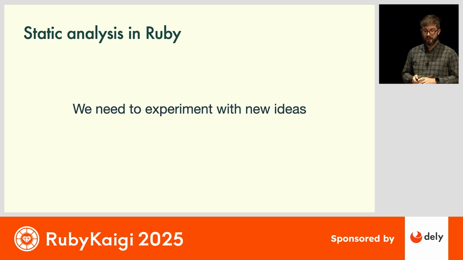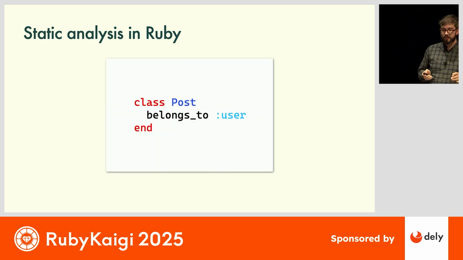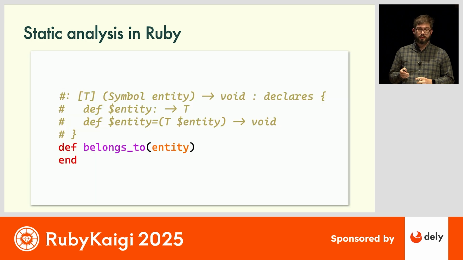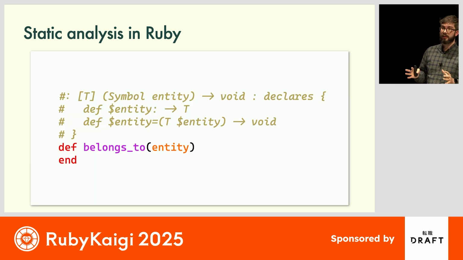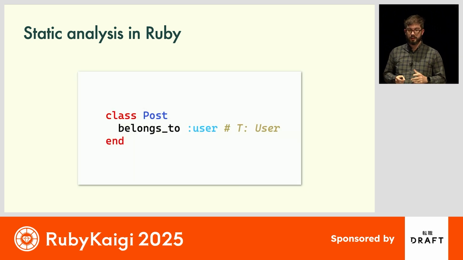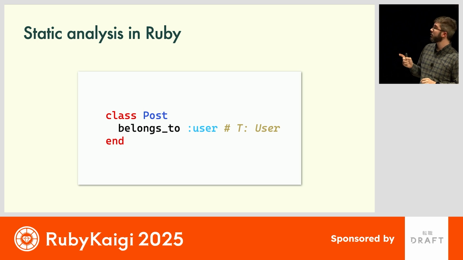In the case of belongs_to, could we have some sort of annotation where we inform the type checker that calling that method will produce new declarations that are dynamic? So things like new methods or new constants or new classes. And could we pass some sort of type parameter that can be used to then properly annotate the methods that will be defined dynamically, so that we could pass something like this, informing the type checker that belongs_to will produce methods that are related to the user class.